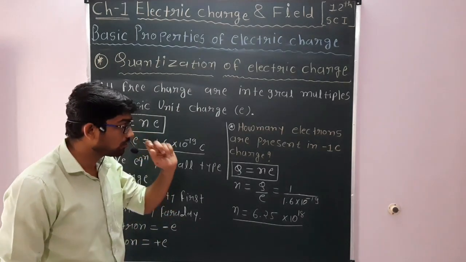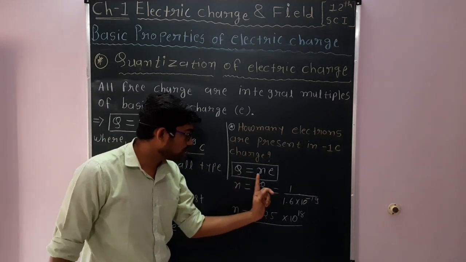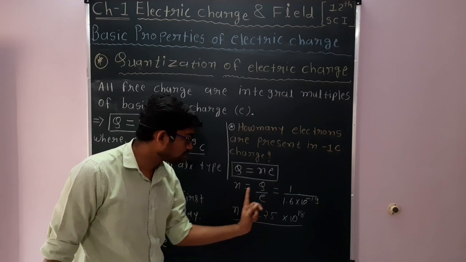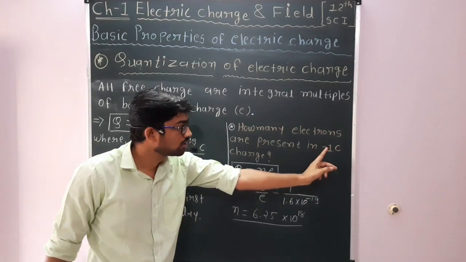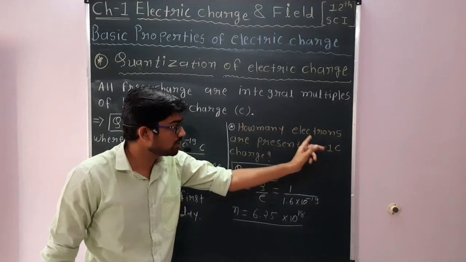Because of quantization of electric charge, Q equals Ne. Make N the subject: N equals Q by e. Here the minus 1 means negative charge, and negative charge means electrons are present.